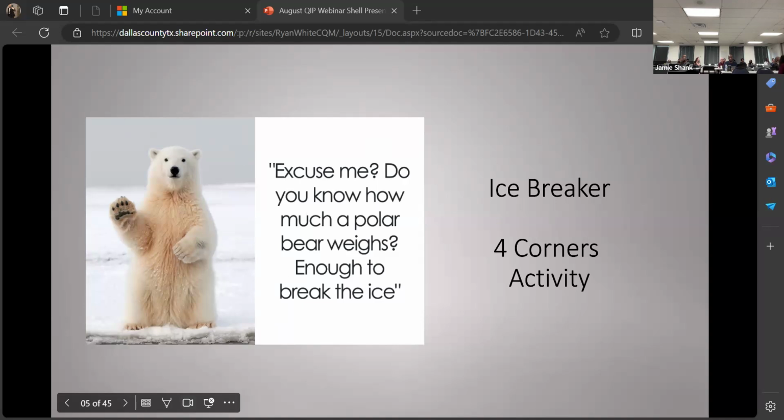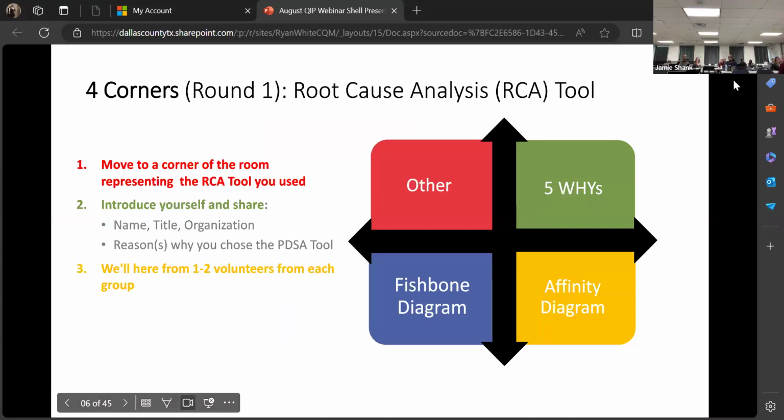So the theme today is fair. Okay, so we have 4 corners: 1, 2, 3, and 4. You'll see these in the order that they are posted on the wall. In one corner we have the 5 Whys, on another the affinity diagram, and on another the fishbone diagram.